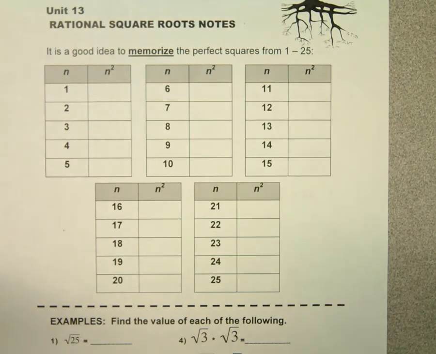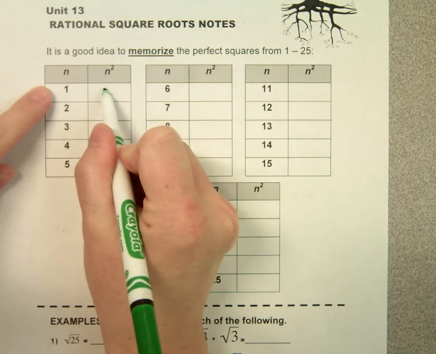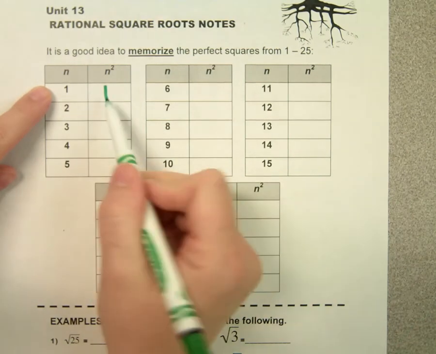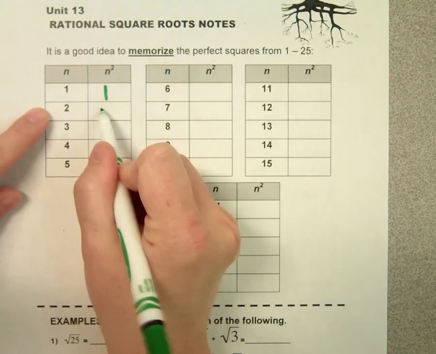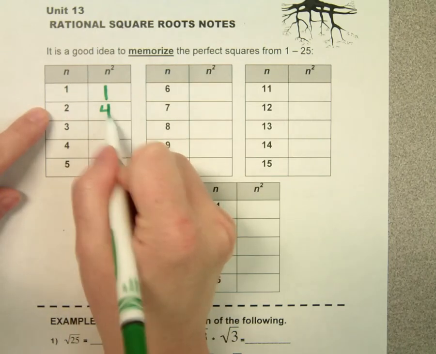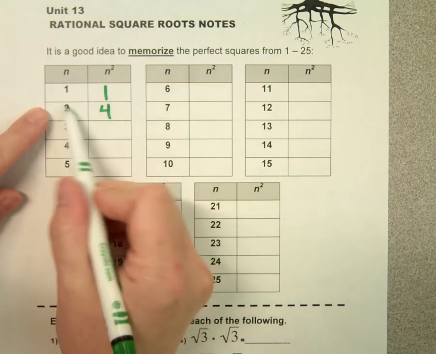You remember when we were factoring, we talked about perfect squares, and I had them listed on the sideboard for a while. What is 1 squared? That's a perfect square, because if you take the square root of 1, you get a pretty little whole number. You get 1. What's 2 squared? 4. 4 is a perfect square, because if you take the square root of 4, you get a pretty little whole number. You get a 2.